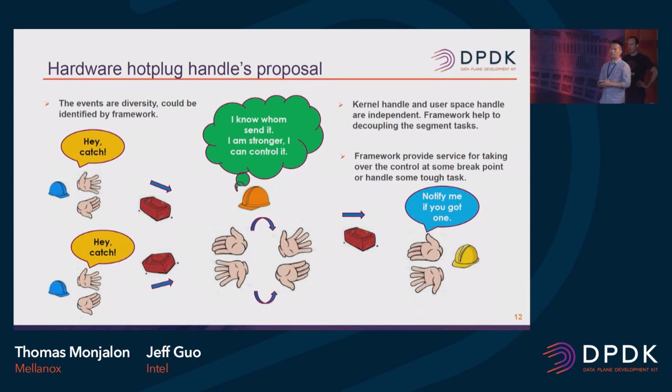So it is independent. Third, the framework can provide service for taking over the control at some breakpoint, such as hotplug in and hotplug out. At this time, the data path is changed to the control path. And you don't need to worry if this service will overload DPDK, since if you don't do that, the application will crash. So in this case, the framework should be in charge of that. So this is a proposal, okay?